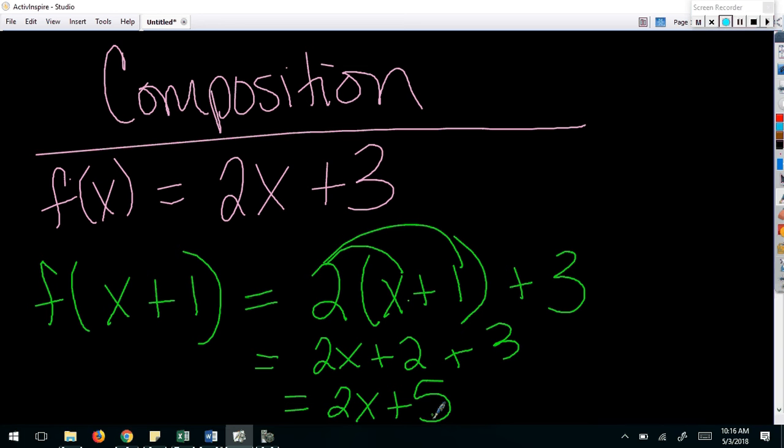Whatever's in parentheses, the old x disappears and it gets replaced with what's in parentheses. Are y'all following me? Because I'm fixing to kick it up a notch. Whatever's in parentheses, it does not matter what it is, it gets replaced.